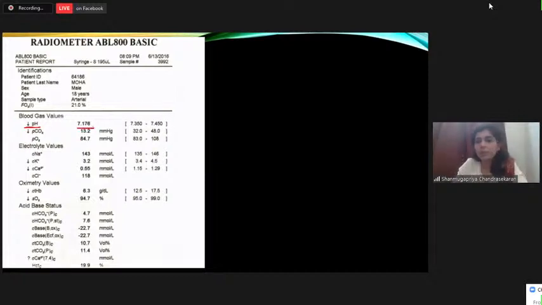Is it normal or abnormal? It is low. If it's low, what is your diagnosis? It is acidosis. And this acidosis can be either because of decrease in bicarbonate or increase in PCO2. So look at the PCO2 value. It is decreased. So it's definitely not respiratory acidosis.